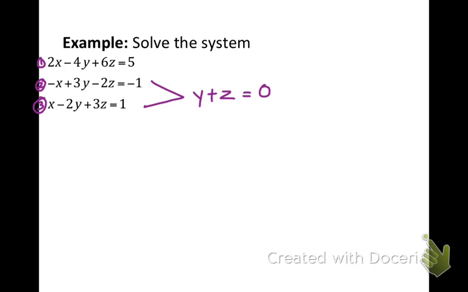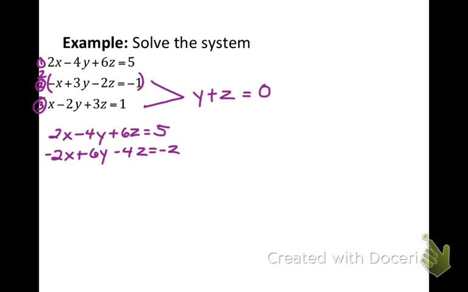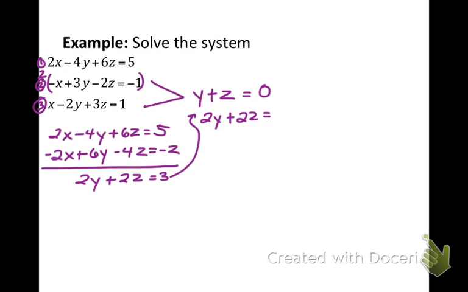1. So now I need to combine 1 and 2 or 1 and 3 to eliminate the x. With 1 and 2, multiply line 2 by what? Positive 2, because it's already negative. Good. So I'm going to rewrite line 1 down here: 2x minus 4y plus 6z equals 5. And my new line 2 would be negative 2x plus 6y minus 4z equals negative 2. So what do we got? 2y plus 2z equals 3. Good. So I'm going to move that up here: 2y plus 2z equals 3.